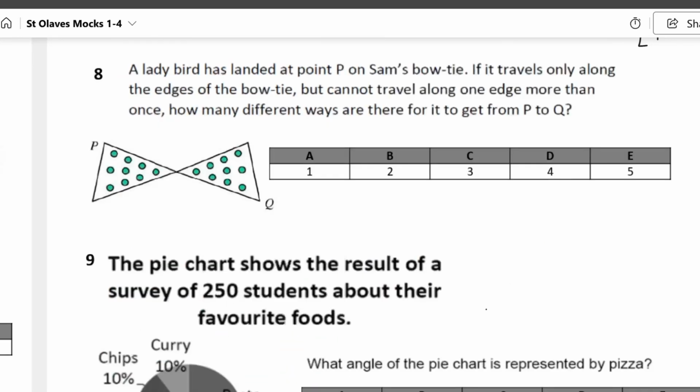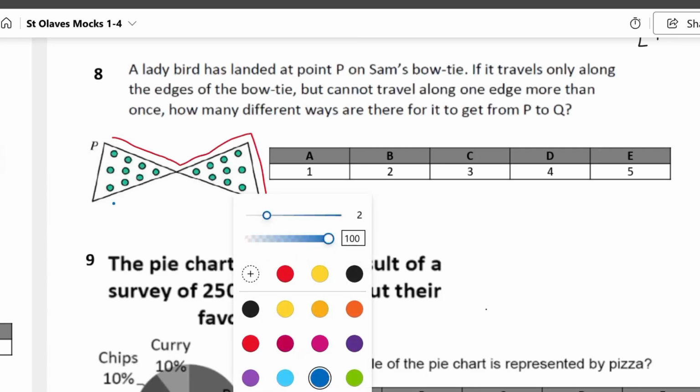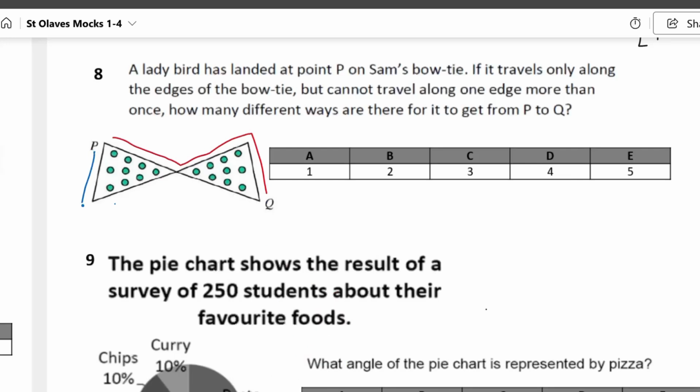So we have a little ladybug that has landed on Sam's bow tie, which is pictured over here for question 8, and it can only travel along the edges of the bow tie. So we are going to find out, without traveling along one edge more than once, how many ways it can get from P to Q. So this is one way over here. Let's choose a different color. This is 1, 2. If it's traveling along this edge, my green line, and ending up over here, that's number 3.